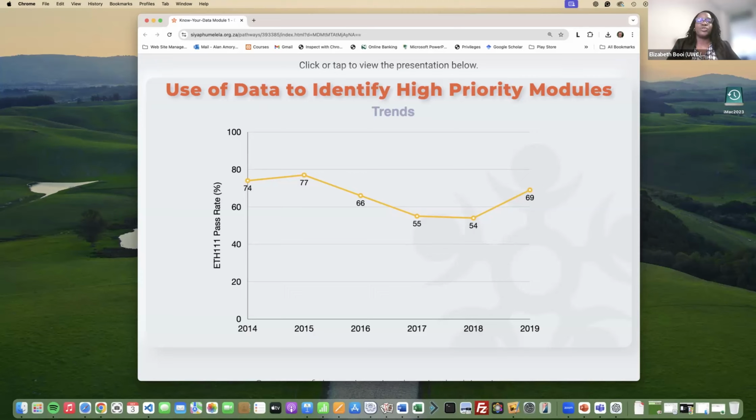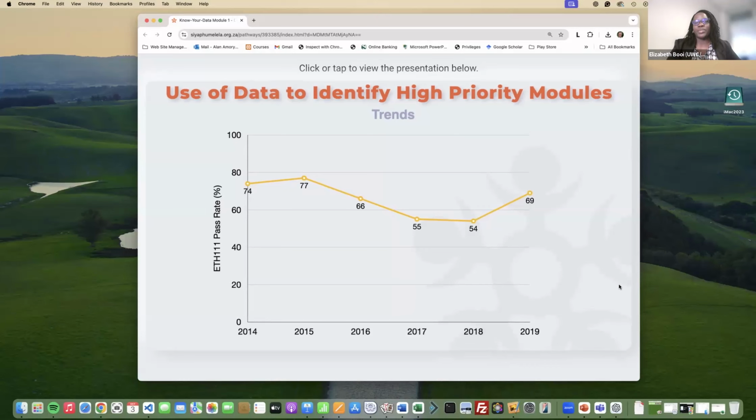And this is one of those modules that we looked at that had a low pass rate. When we look at the trends of that module, the Ethics 111 module, we saw that this module was not performing above 80% over a period of more than 5 years. And that is the reason why we selected this module as one of our high priority modules that needed attention, because looking at this trend also told us that we need to pay attention to this data by disaggregating in this manner. Next.